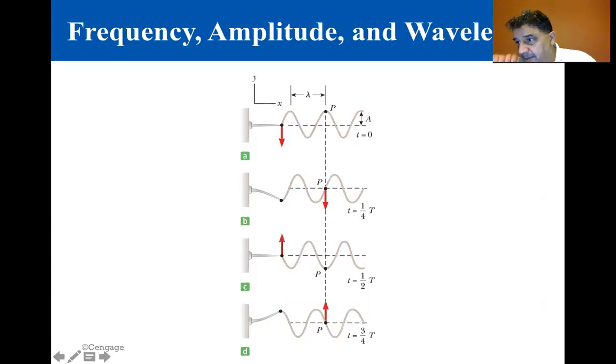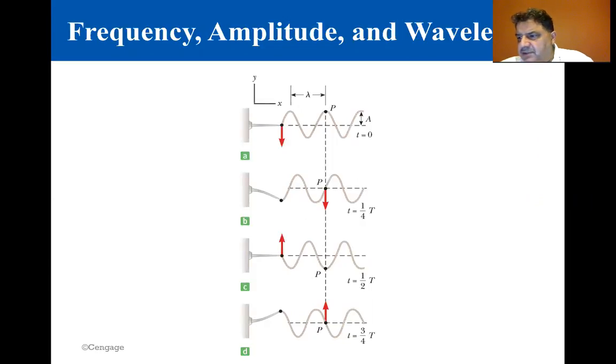All right. This figure illustrates a method of producing a continuous wave or a steady stream of pulses on a very long string. One end of the string is connected to a blade that is set vibrating. As the blade oscillates vertically with simple harmonic motion, a traveling wave moving to the right is set up on the string. The figure shows the wave at intervals of 1/4 of a period.